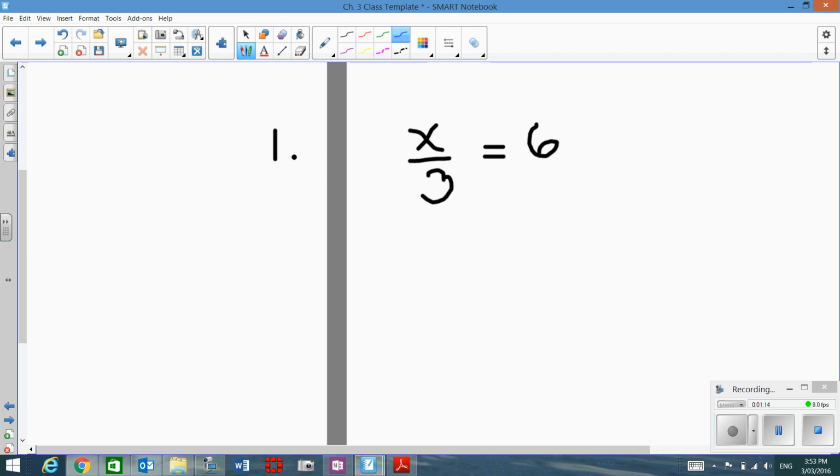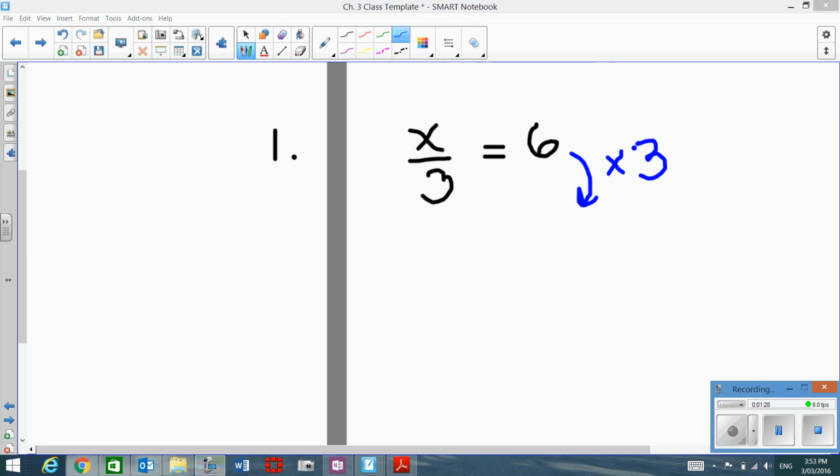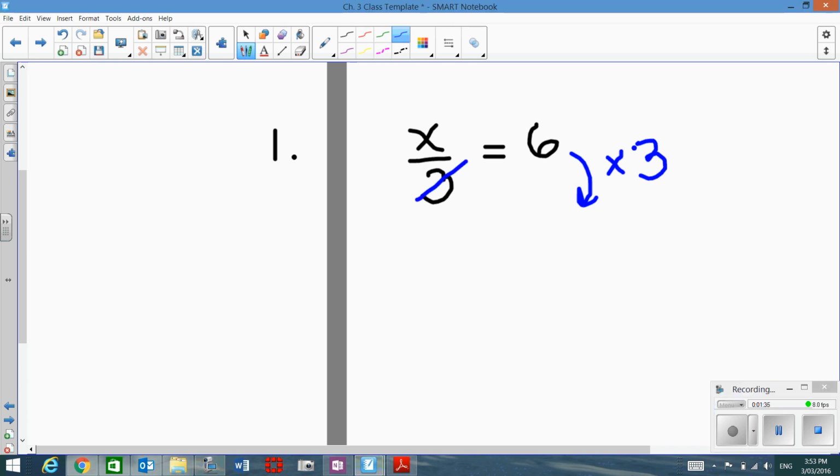So in an example like this one, I have one fraction is equal to 6. Notice that x is dividing by 3. So in order to get rid of the 3, I must do the opposite of division and multiply by 3. If I multiply both sides by 3, I'm getting rid of this 3. So now all I have left is x is equal to, and now I must also make sure I multiply 3 times the 6. So 3 times 6 makes 18.